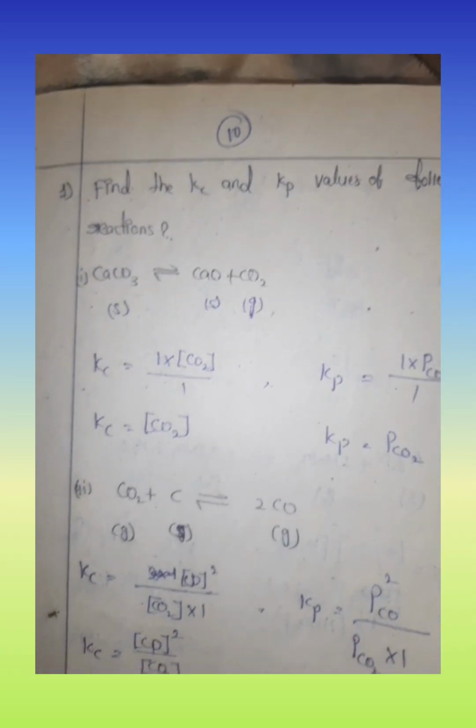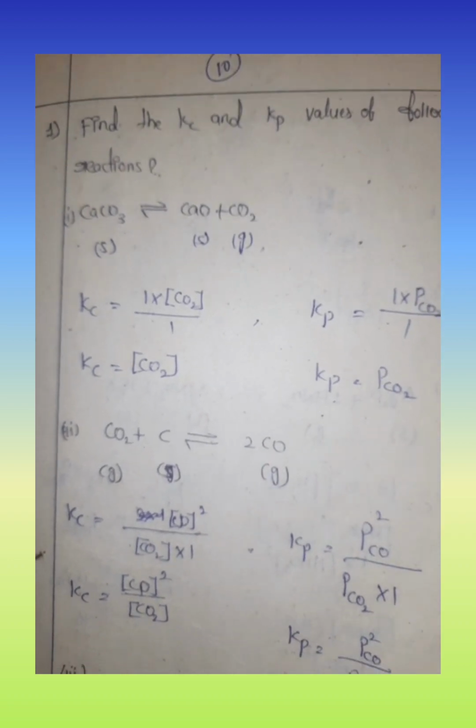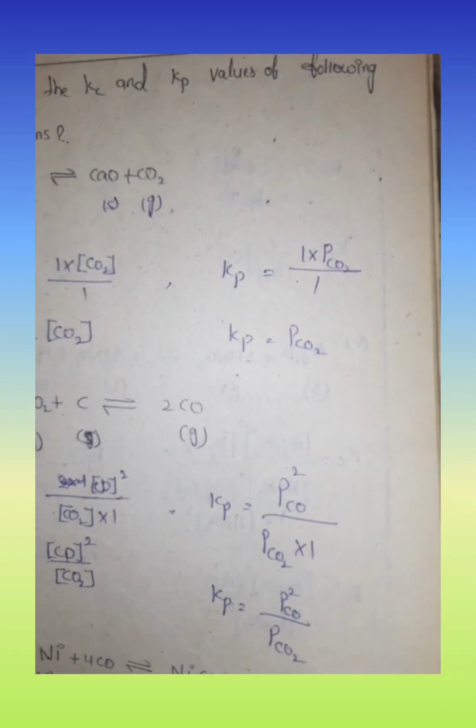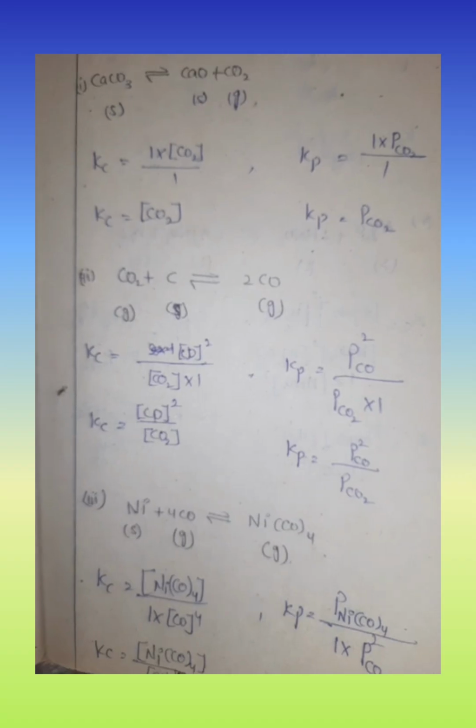If the reactants or products are in the solid state, they have no effect on concentration and pressure, and the value is taken as 1. Find the Kp values of the following reaction. Here Kc equals 1 into the concentration of the gas, with solid concentration taken as 1. Kp is the same. Carbon dioxide with graphite.